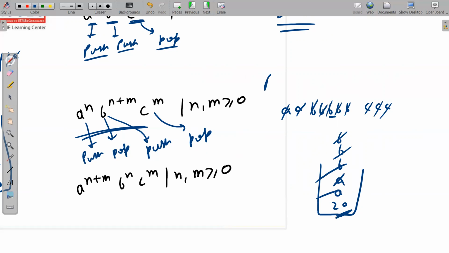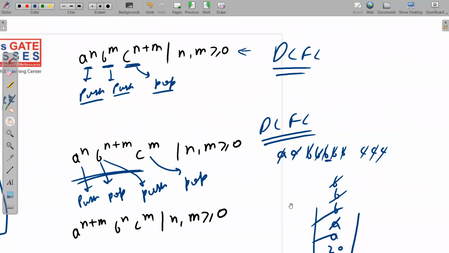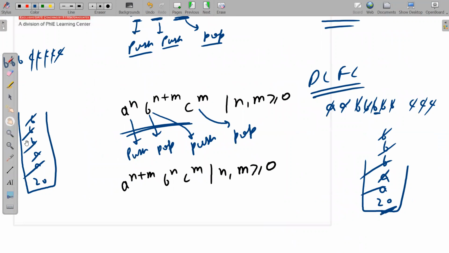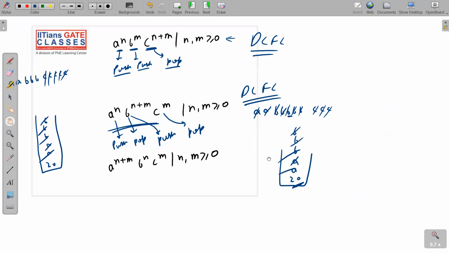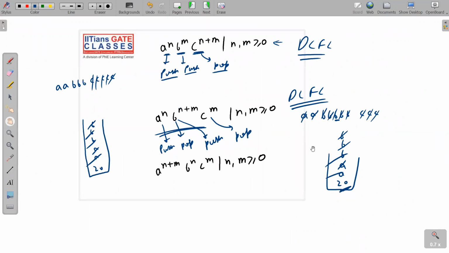So this will be what? First class DCFL, because there is no confusion in push and pop. Okay, I hope I have made the point clear to all of you. Please note it down carefully. Let me put everything on one slide. Yeah, please try to note it down carefully.